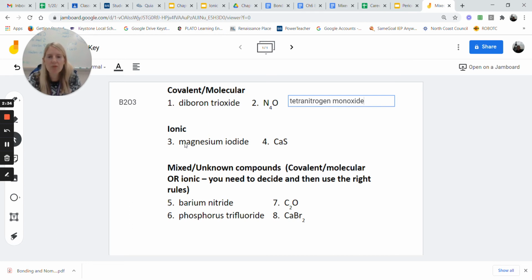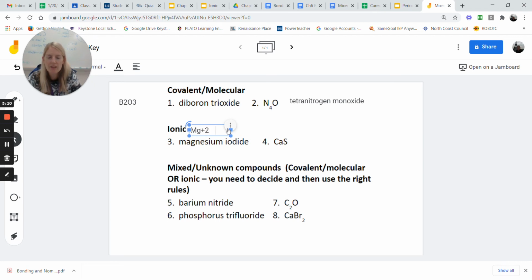Okay, so then we had a couple where you were told that it is ionic. So we have magnesium iodide, and we know that there are no prefixes to tell us how many magnesiums there are or how many iodines there are. So we have to look up the charges like we have been learning. Let's put a text box here actually. So first I have magnesium, Mg. Magnesium is in group 2, so it has a +2 charge.